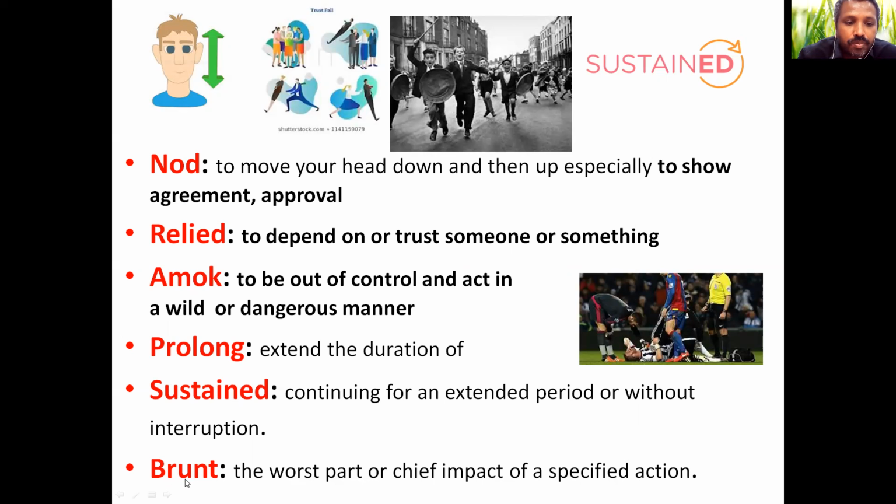The last one is brunt. It means the worst part of, or the main impact of, the specified action. You are affected because of something. That's what brunt is. We are all affected by the virus. That's brunt. So you see this guy is falling down because of some injury at a specific location. That's what brunt is.